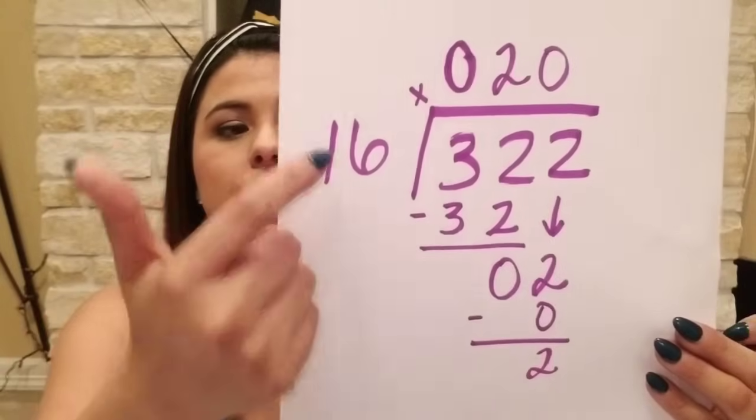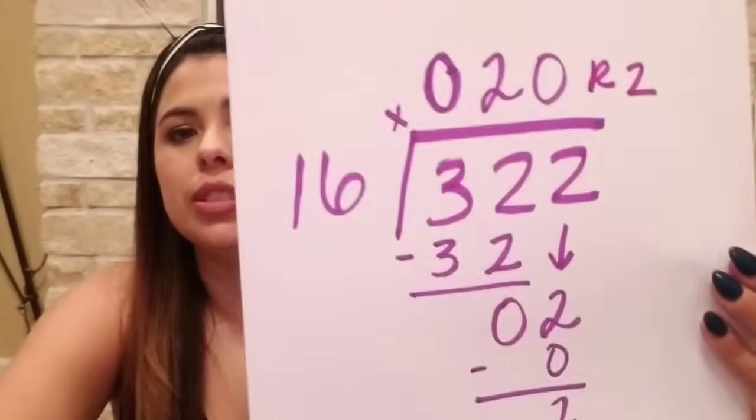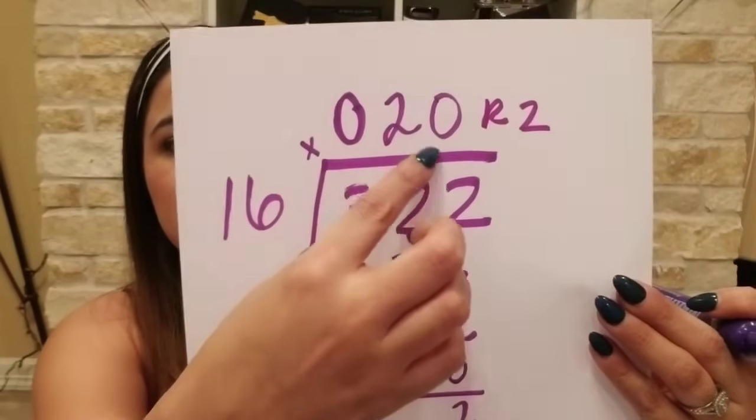Now, 16 cannot fit into 2, so that is why we're going to have 20, remainder 2. So just like that. Okay, so my final answer is 20, remainder 2.